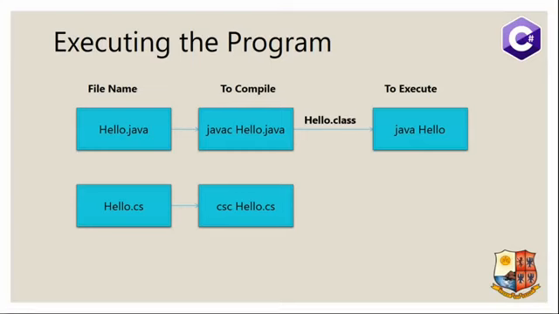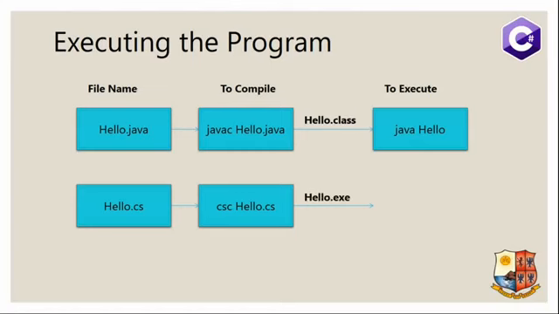Any guesses? If I compile a C sharp file right now, for example hello.cs, what would I get as the output? Like in Java, I got hello.class. But when it comes to C sharp, if I compile that hello.cs, what would be the output file's name? CIL is the correct answer, but I'm looking for an output file's name. Yeah, right. It will be hello.exe. Once you compile it, you will get hello.exe.